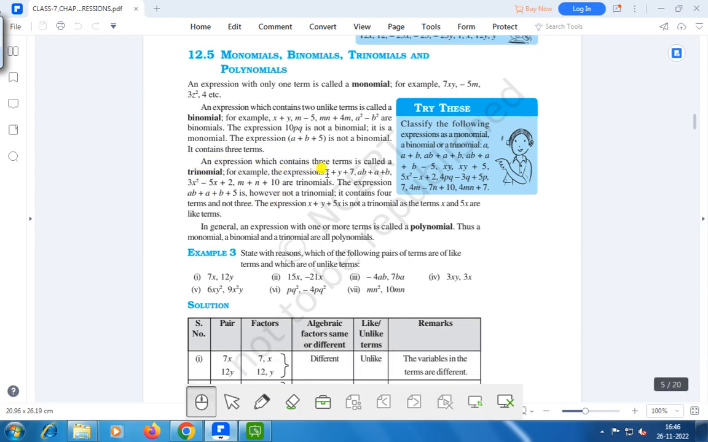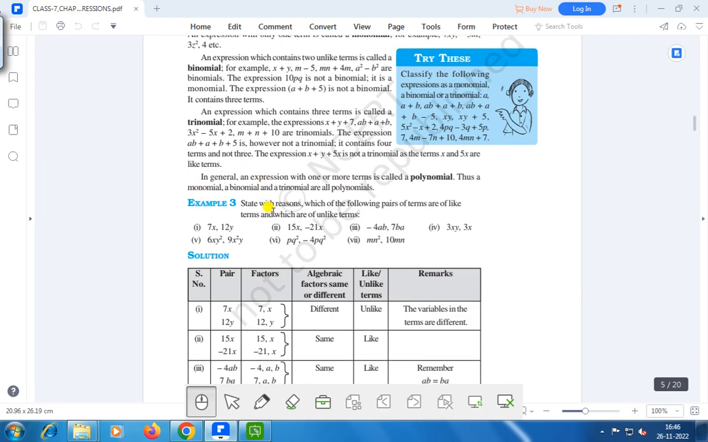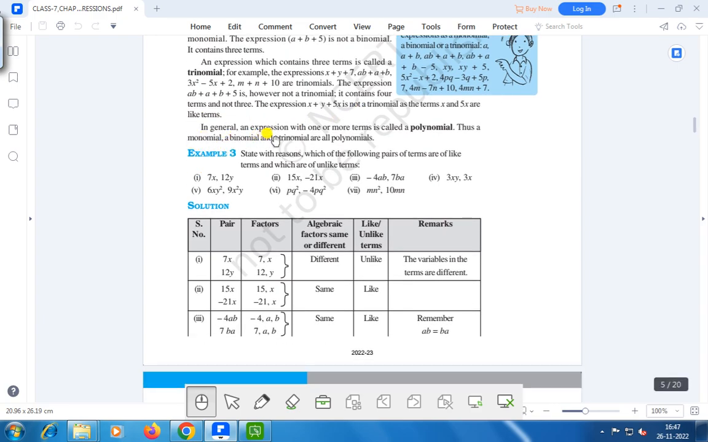An expression which contains three terms is called a trinomial. For example, the expressions x plus y plus 7, ab plus a plus b, 3x square minus 5x plus 2, m plus 10 are trinomials. The expression ab plus a plus b plus 5 is however not a trinomial, it contains 4 terms and not 3. The expression 5x plus y plus 5x is not a trinomial as the terms x and 5x are like terms. In general, an expression with one or more terms is called a polynomial. Thus, a monomial, binomial, and trinomial are all polynomials.